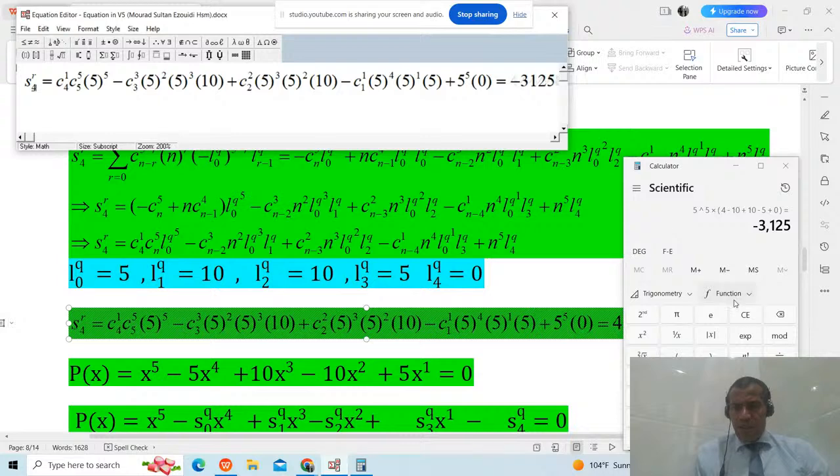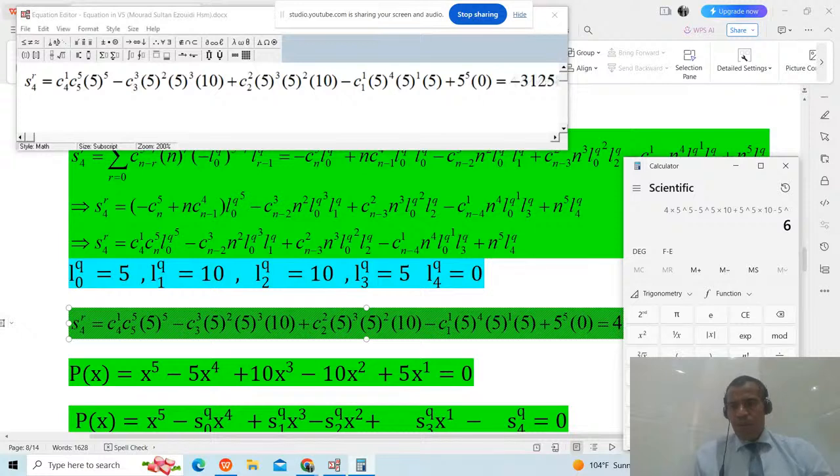Okay, let's check again on the points. We have 4 times 5 to the power 5, minus 5 to the power 5 times 10, plus 5 to the power 5 times 10, minus 5 raised to the power 6.